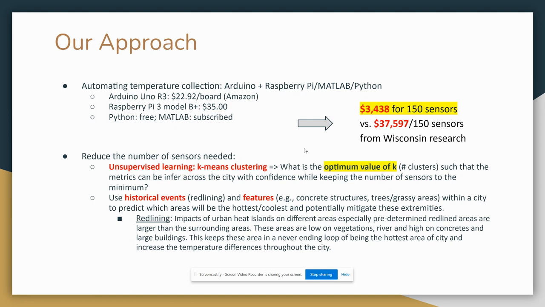To further reduce our costs, our team proposed a second solution to minimize the number of sensors needed while maintaining some confidence in the inference of our metrics. We utilize k-means clustering to find the optimum value of k, the number of clusters, that can group similar temperature areas within a city. Furthermore, we can use historical events and features to predict the hottest and coolest areas within a city and mitigate these extremities.